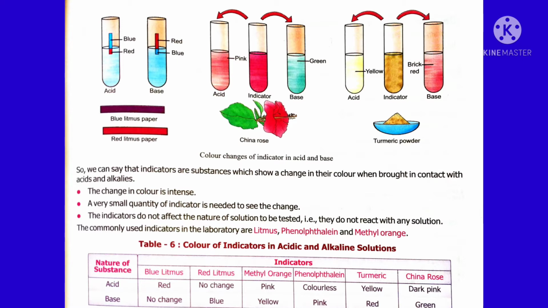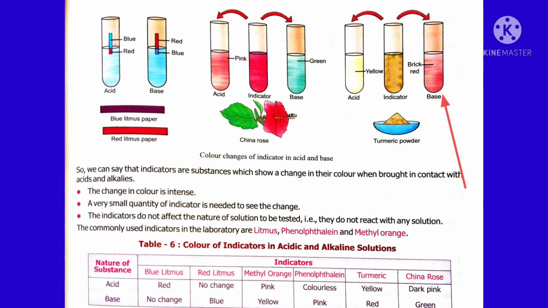If you add China rose extract into the acid, it changes into pink. But in base, it changes to green color. In the same way, turmeric indicator in acid remains yellow, in base it changes into brick red.